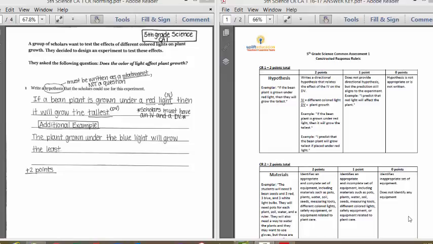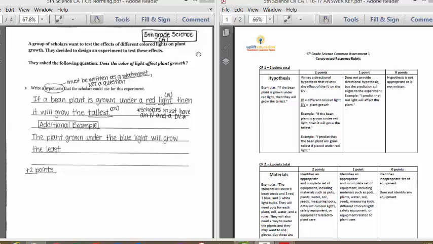Hello and welcome to the norming video for the 5th grade science constructed response for CA1. To get started, you will need the constructed response rubric that is found on Blackboard, and you will also want the exemplar which is found above this video on Blackboard.